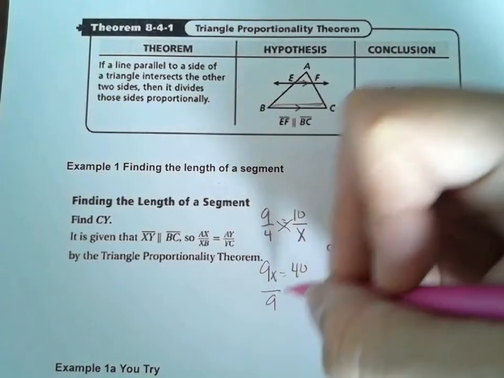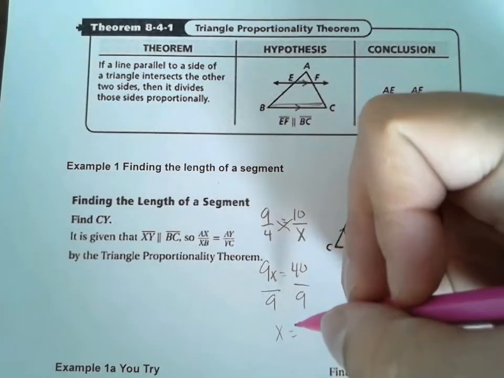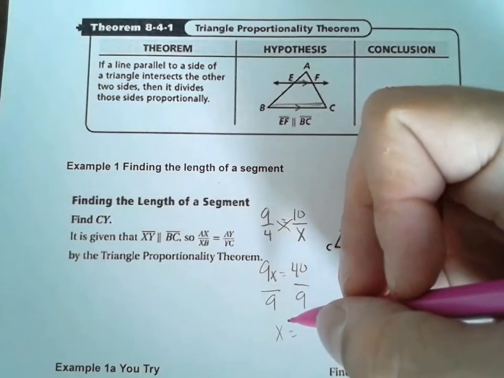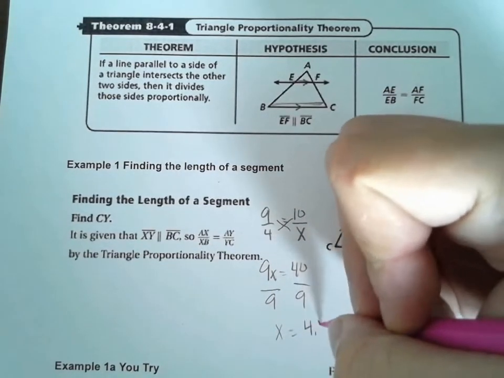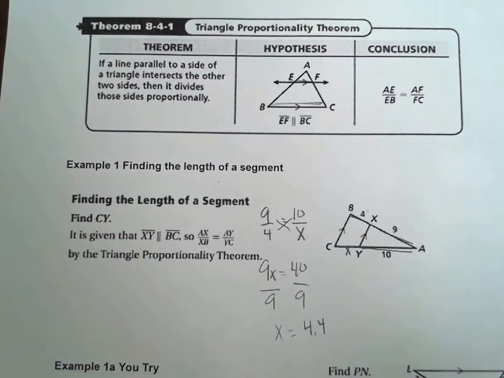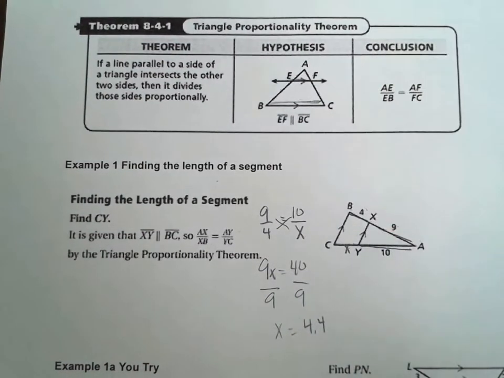This comes out to be a fraction here. This is actually going to be x equals, let's see, 40 divided by 9, 4.4. So that's what ends up happening there. So very simply, it just splits things up.